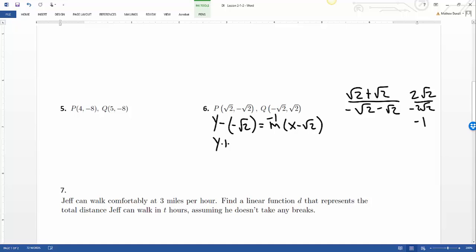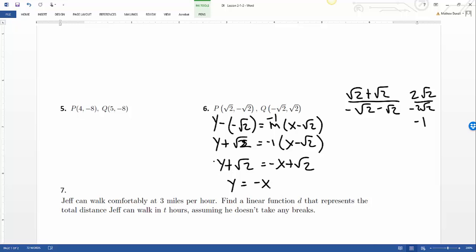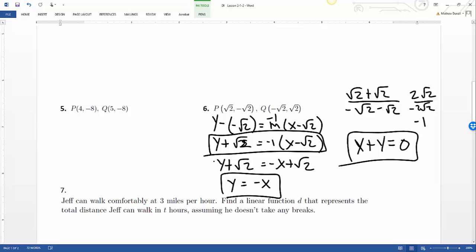So my point slope formula. Now I can distribute the negative. Should be a 2. And then I can subtract the root 2. And so there's my point slope form. And then standard form, subtract the x. And so you're going to get x plus y equals 0. So those are your 3 different forms.